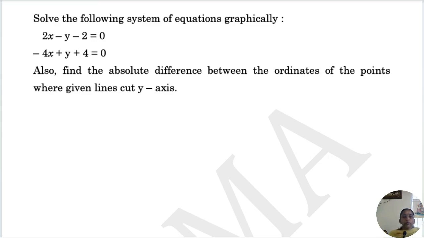Solve the following system of equations graphically. So we have to draw the graph. For the first equation, 2x minus y is equal to 2, and the second equation you can rearrange. Also find the absolute difference between the ordinates of the points. Ordinate means the y-axis, so the difference in the y-axis meeting points, where the lines cut the y-axis.